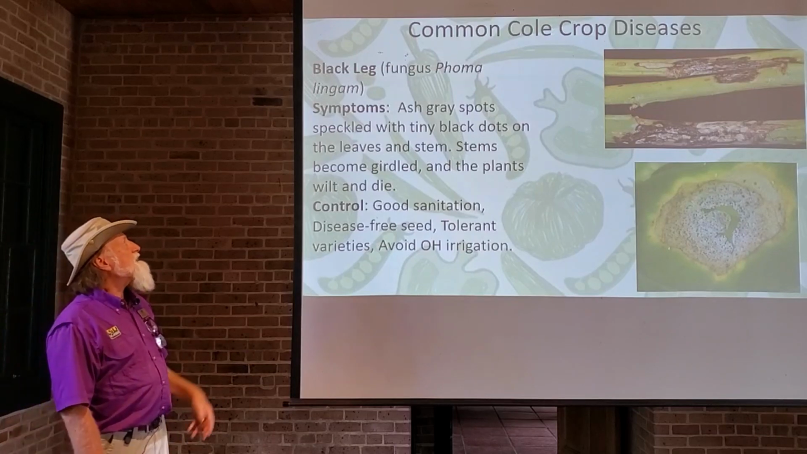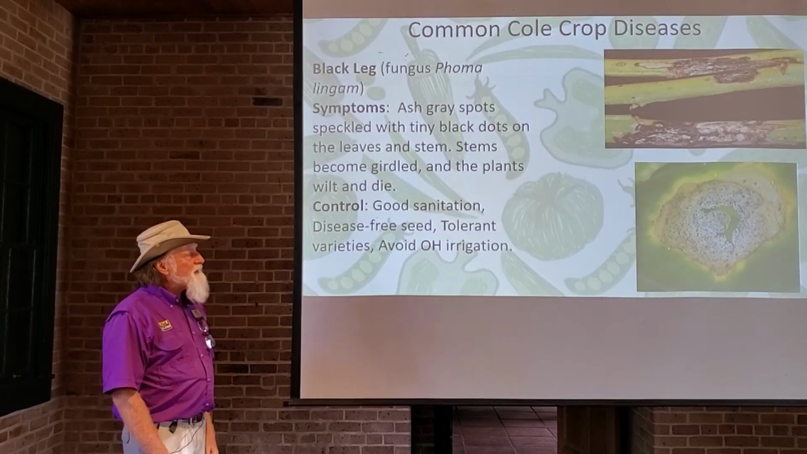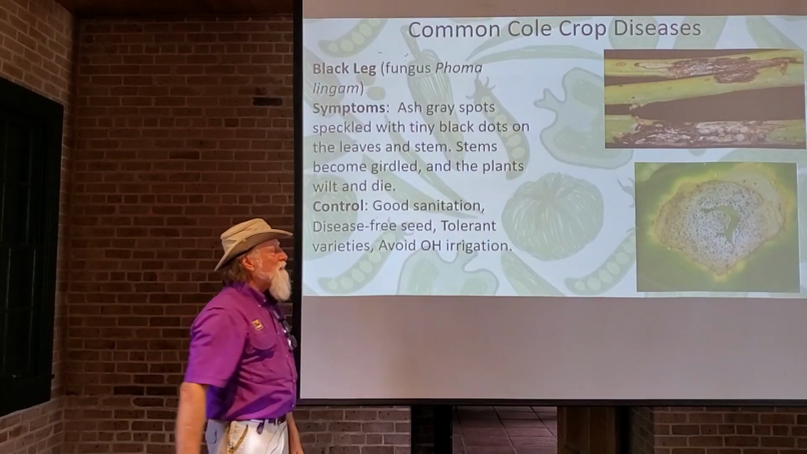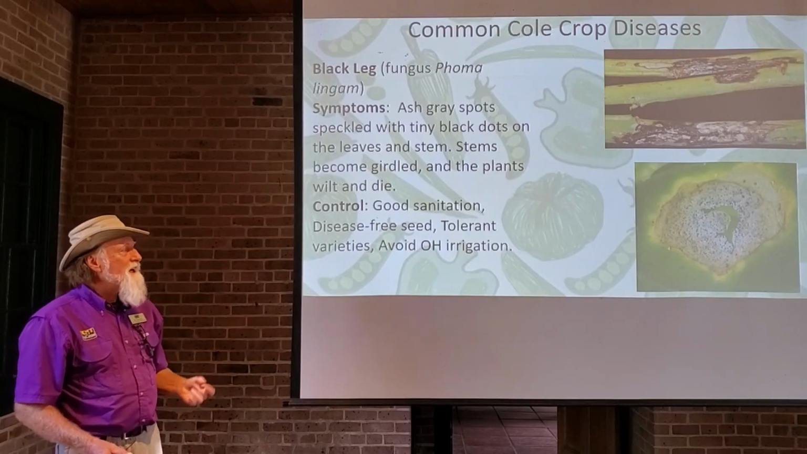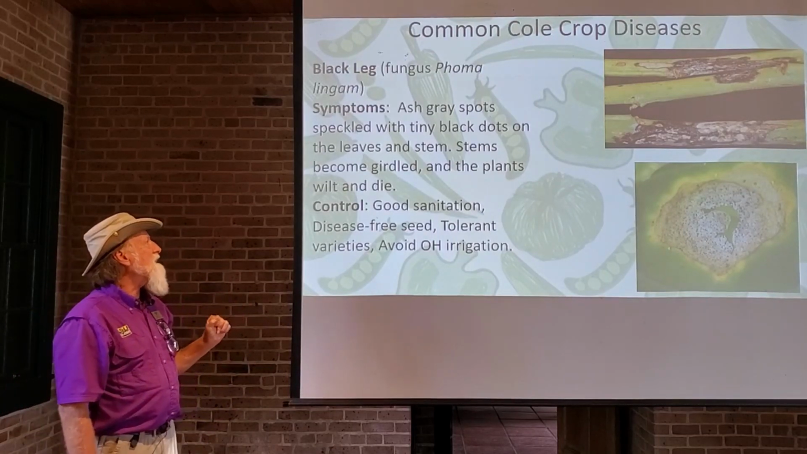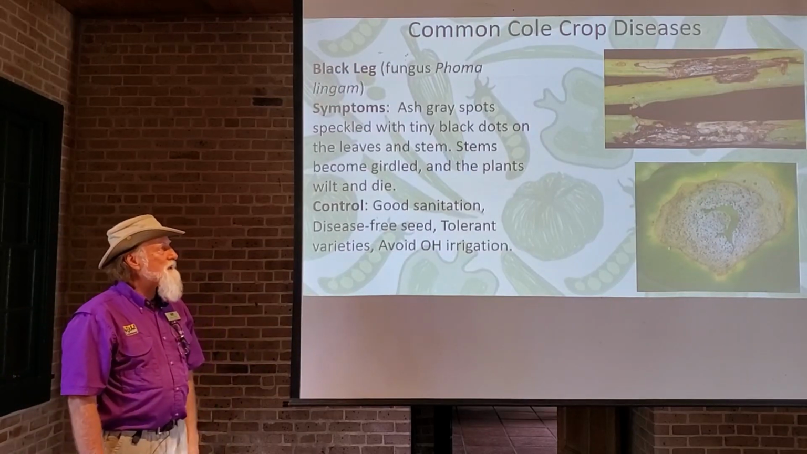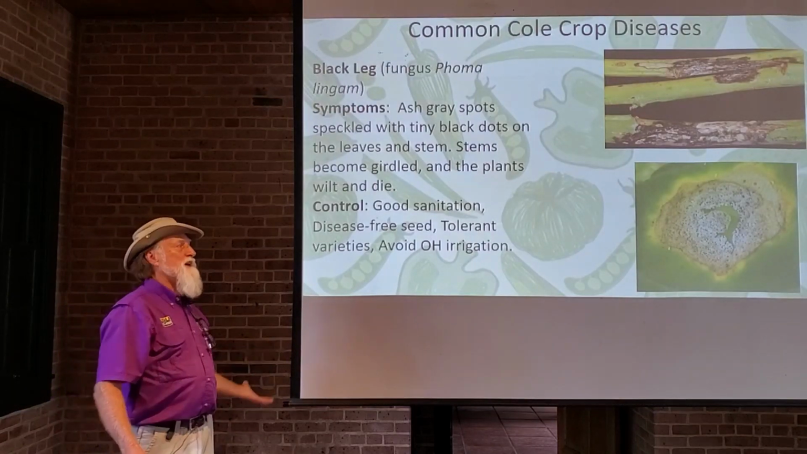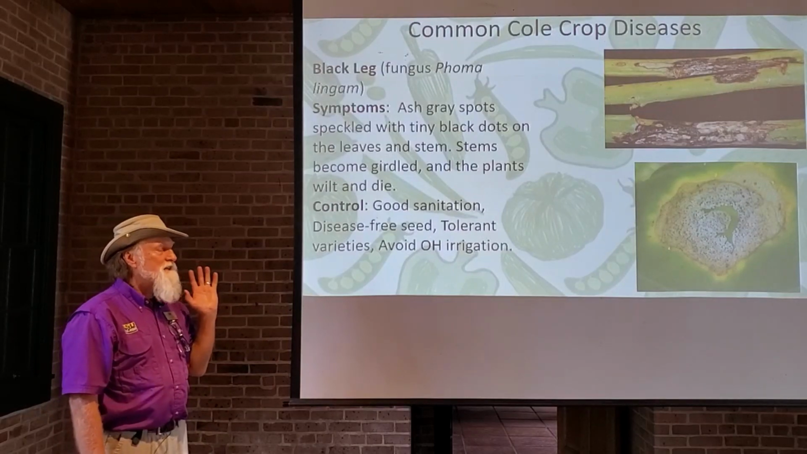Another common disease, now this is a fungal disease, is called blackleg. And with that, what you actually see, which is very symptomatic of blackleg, in the lower right corner there, is an ashy gray lesion, and then little black spots on it. Those black spots are actually the reproductive parts of the fungus as it's growing and reproducing and getting ready to spread to your other plants. So once again, good sanitation. Get rid of disease material as soon as you can.